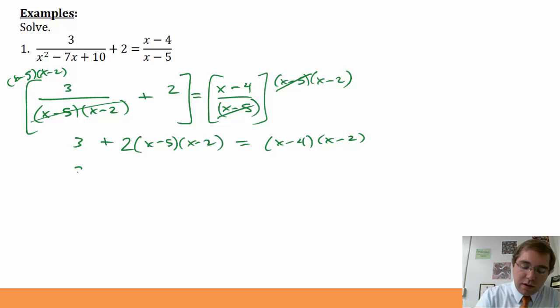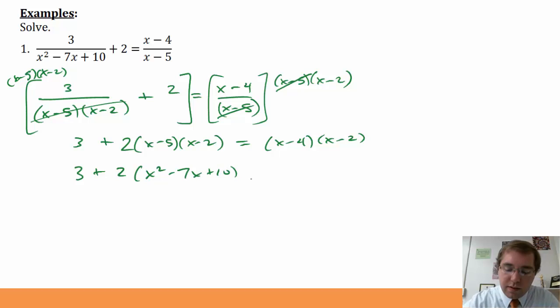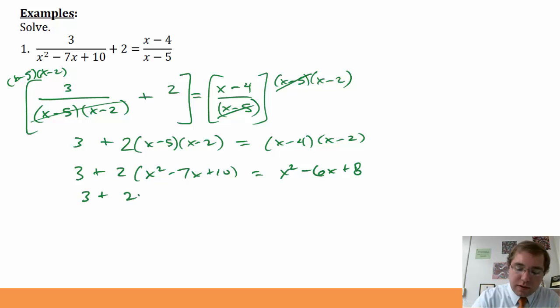Okay, so why don't I FOIL out x minus 5 times x minus 2, and I'll get x squared minus 7x plus 10 equals, and x minus 4 times x minus 2, if I FOIL that out, I'll get x squared minus 6x plus 8. Okay, I'll distribute the 2, so 2x squared minus 14x plus 20.